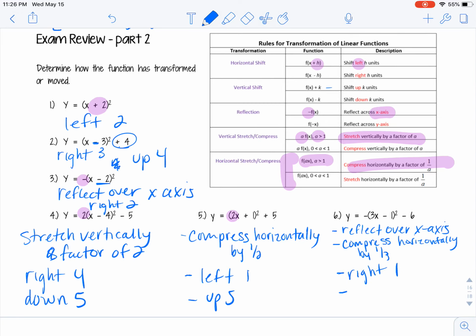Okay, this chart here, just remember, inside the parentheses is kind of backwards of what you would think. You would think if you're adding, you would move right, and if you're subtracting, move left, but it's the opposite of what you think. Outside the parentheses, like here with the +4, if it's plus, we're moving up. If it's minus, we're moving down.